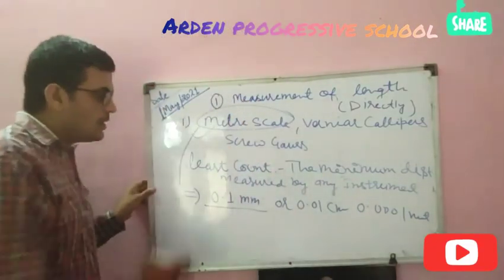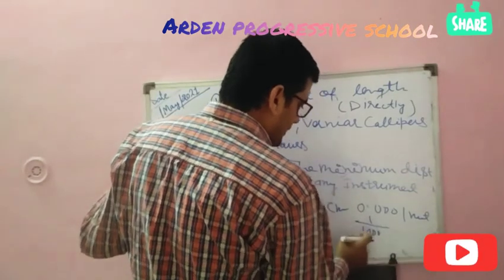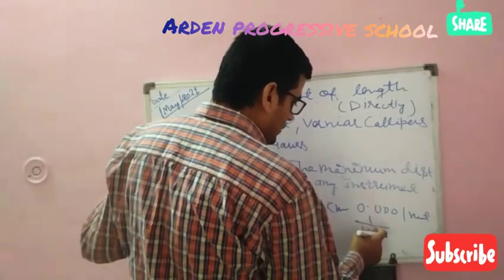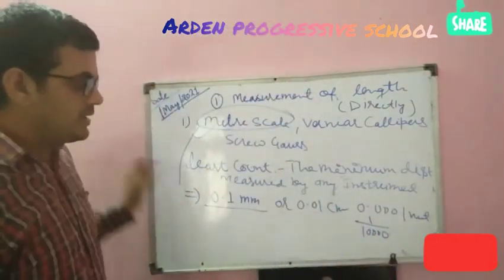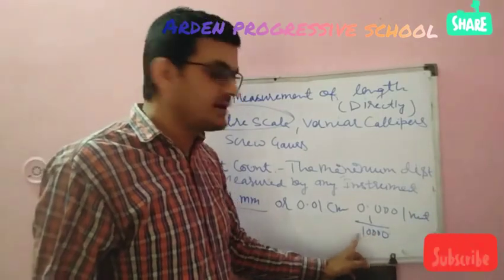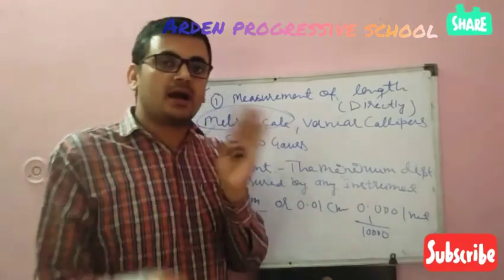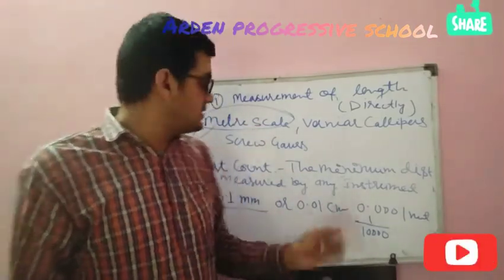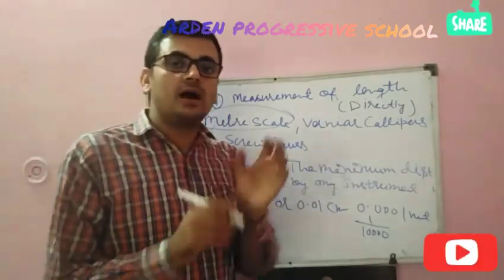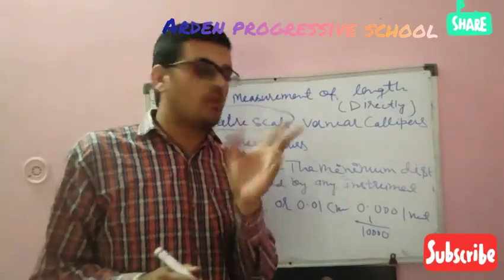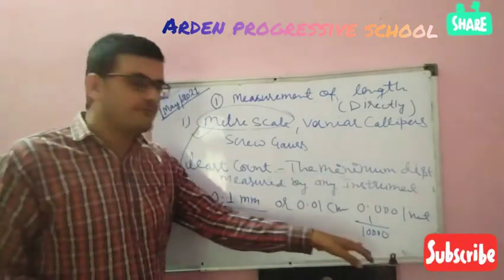Okay, so what is the meaning of this? It can measure, wait, 1 place, 2 place, 3 place, 4 place. Ones, tens, 100, 1000, 10,000th part of a meter. The device that can measure a 10,000th part of a meter is the vernier calipers. So this is the least count of vernier calipers.